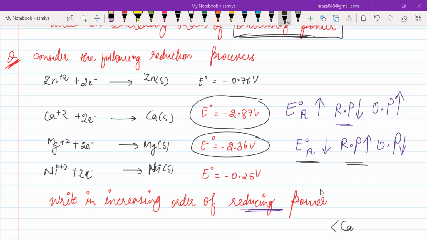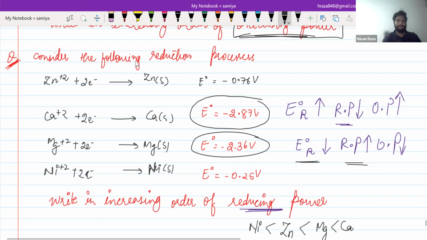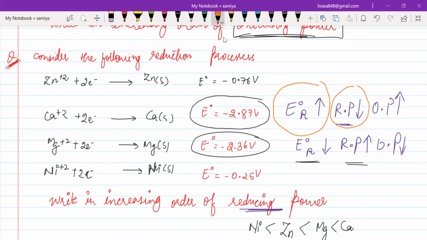Then you can see after calcium it is magnesium and then zinc, and the lowest will have nickel. Is that clear or not? What I told you is that E naught R increases, reducing power decreases. So you can see the lowest value of E naught R. The lowest value of E naught R is minus 0.25.